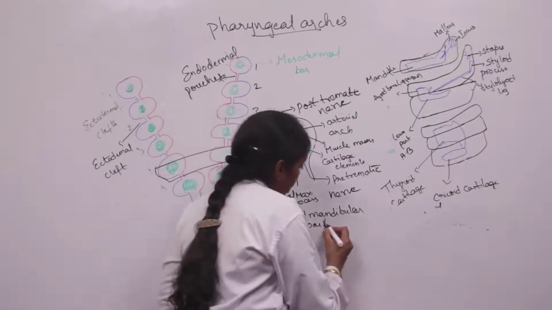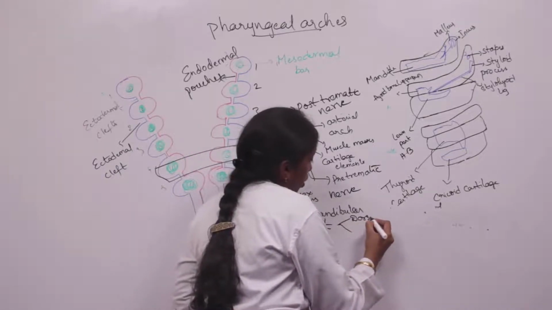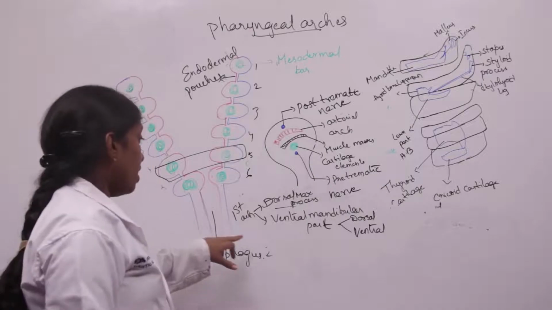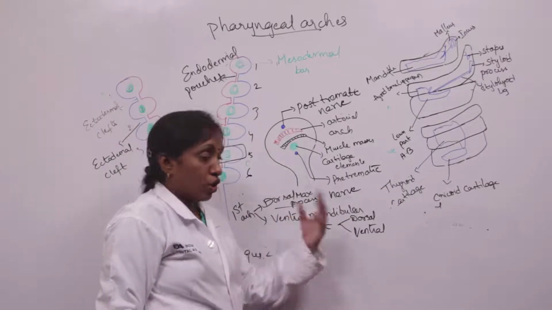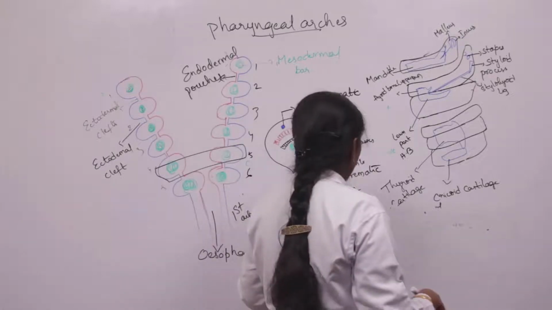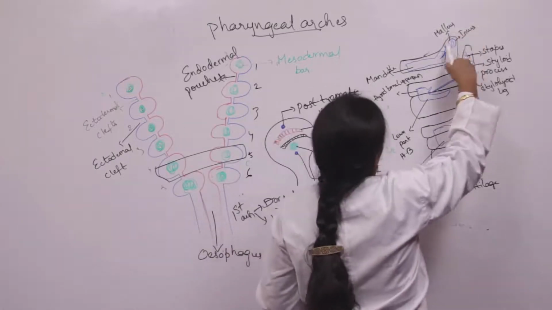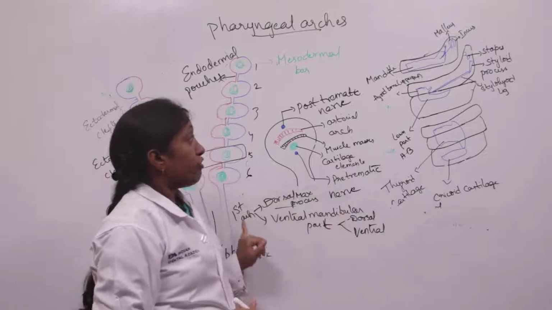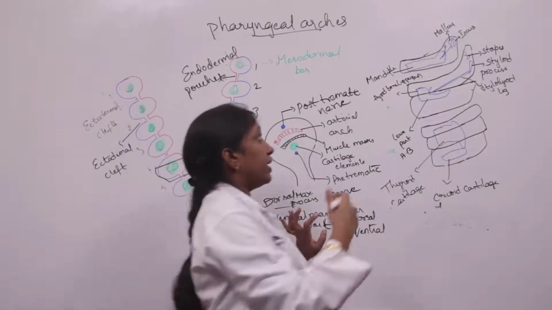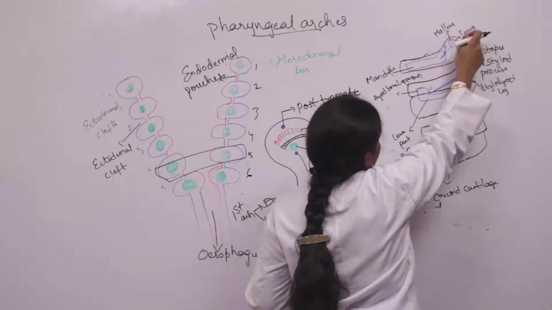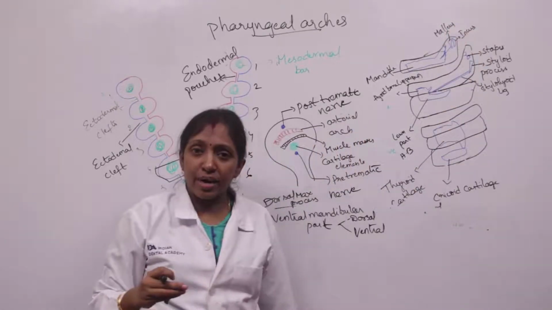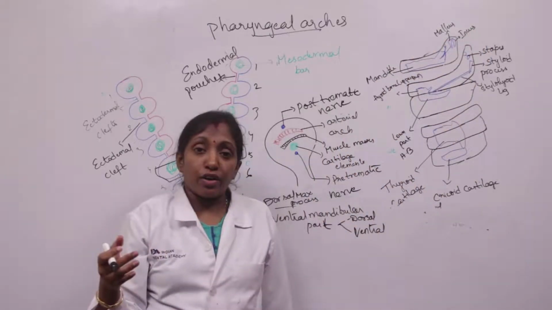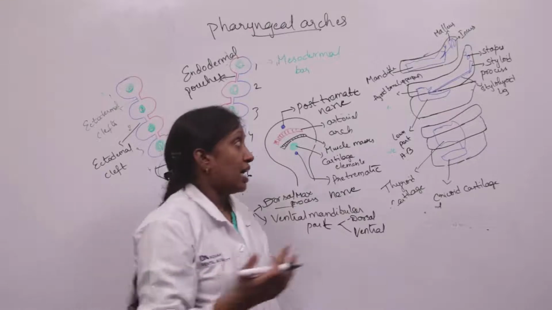And coming to the ventral mandibular part, it again divides into dorsal and ventral parts. The dorsal part ossifies and extends up to the cartilaginous ear capsule, and gives rise to malleus and incus. We know that three ear ossicles are present, and two of them, malleus and incus, are derived from the dorsal part of the first arch, the mandibular arch.